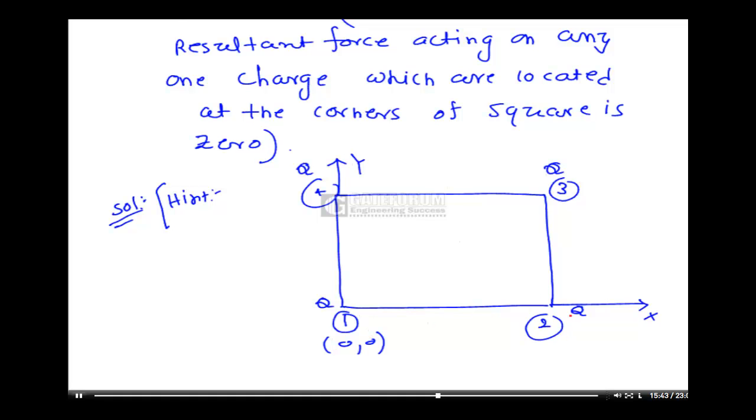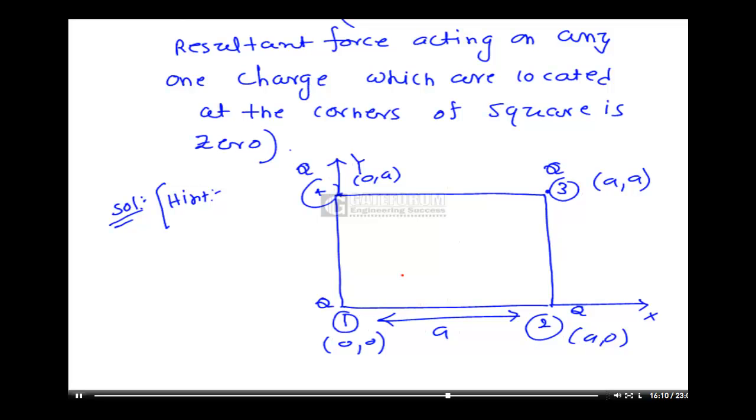Suppose the charges are at the corners of a square. Suppose the length of the side is A, so the corners are at A, 0, then A, A, then 0, A. Then what is the point charge to be kept at the center of the square?